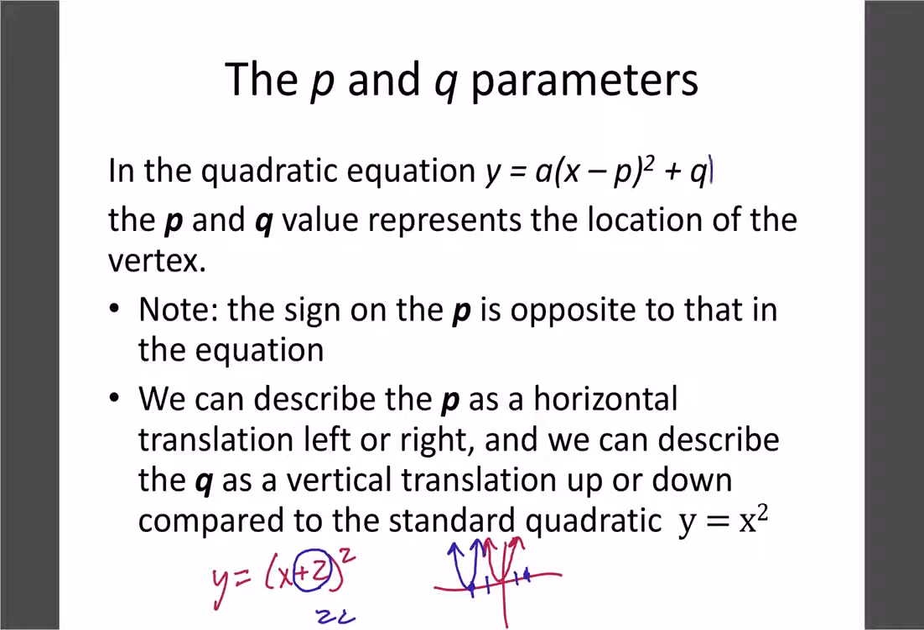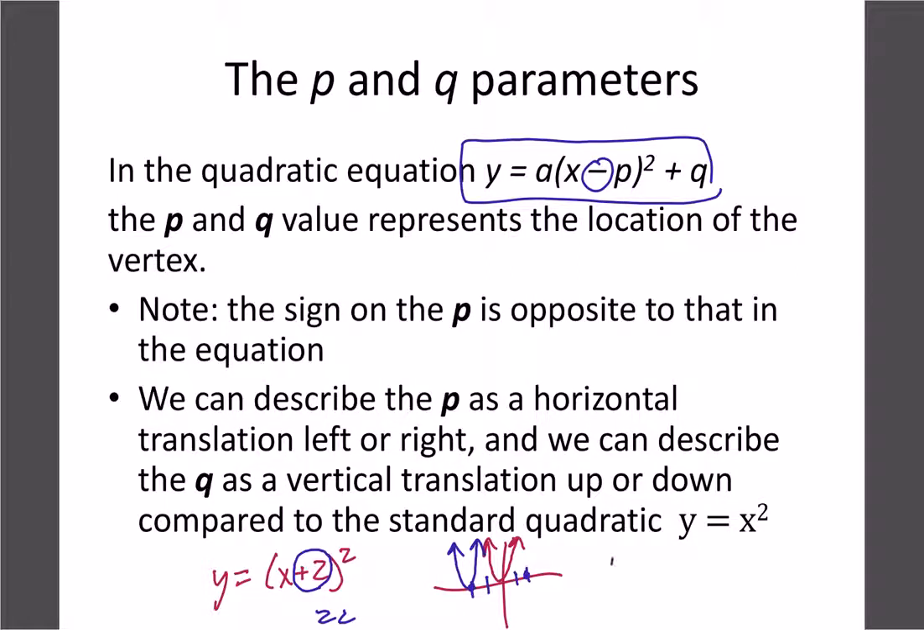And that's why in our standard equation, we write it as a negative. So that negative tells you, make sure you do the opposite of whatever is there. And if it was a minus 2 in that case, then we'd be going 2 to the right. And our q is our vertical translation. It's going to go up or down, and that one we don't have to worry about.